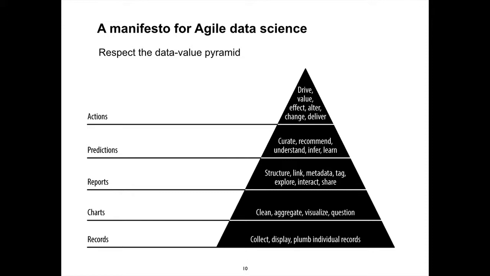Now, the reason I want to talk about this Agile Manifesto for Data Science is because of his data value pyramid. The higher up you go in the pyramid, the more value you get, right? And the very bottom is what we're doing, right? Is just collecting data, manipulating it, creating records and transforming them.